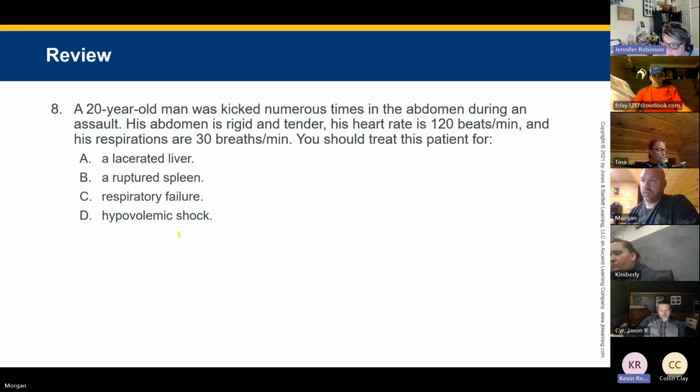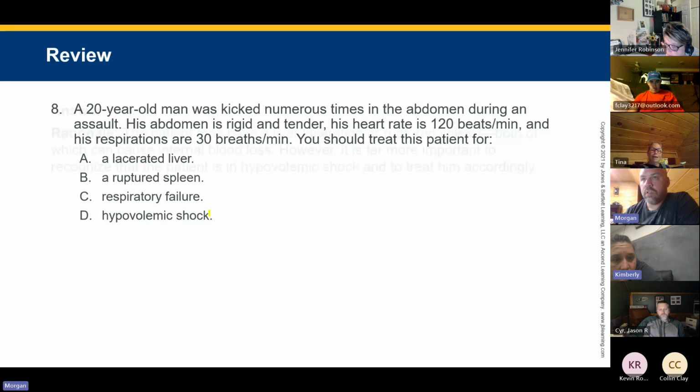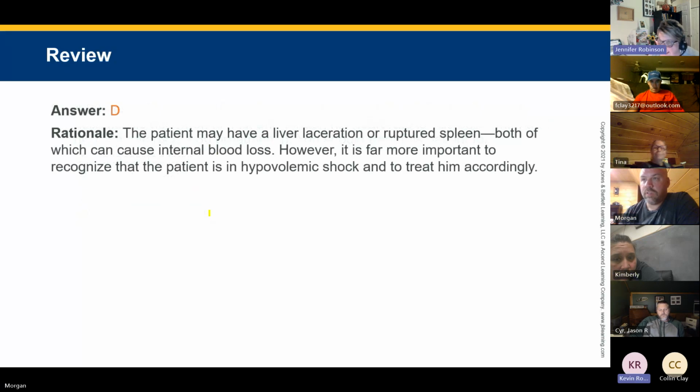But I still say it's D. Yeah, it's got to be. That's what we're learning it's about. It doesn't matter which one is ruptured, he's bleeding. So he's losing volume and he's in shock. I'm going with D, hypovolemia.